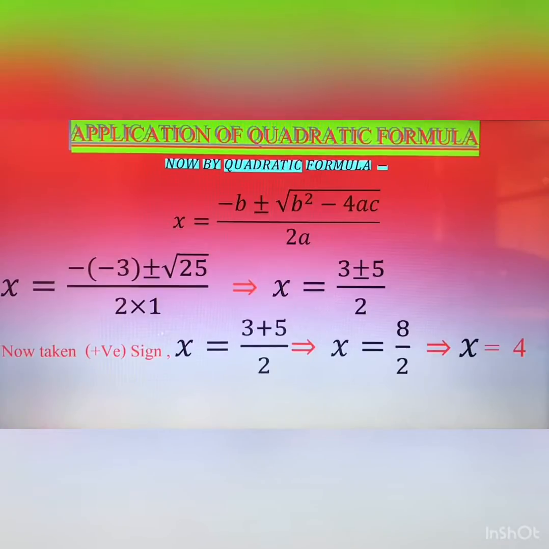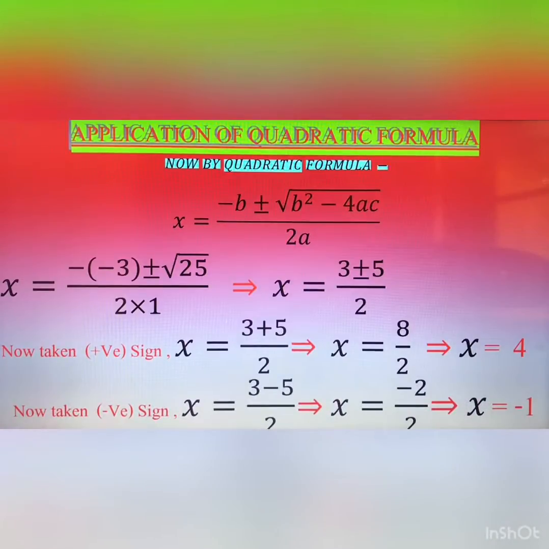First we take the positive sign. Then x equals 3 plus 5 by 2. 3 plus 5 means 8 by 2, and 8 by 2 gives x equal to 4. In the next case we take the negative sign, so x equal to 3 minus 5 divided by 2. 3 minus 5 gives minus 2, and minus 2 by 2, the 2 and 2 cancel, so we get x equal to minus 1.